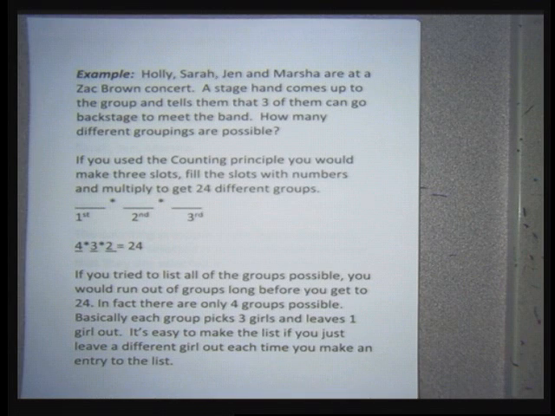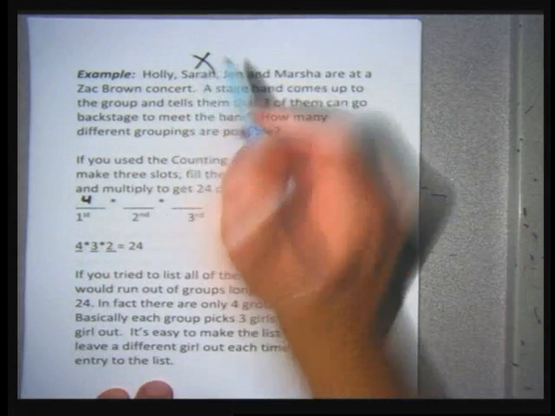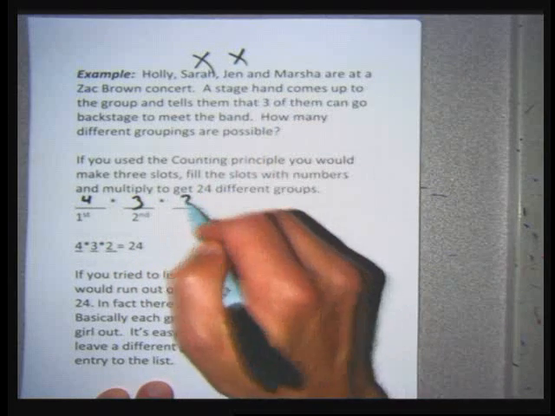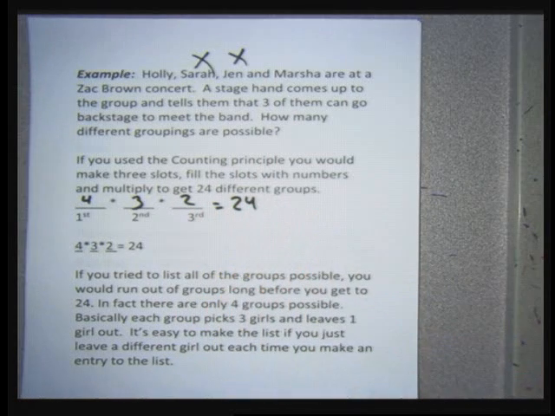If you were picked 1st, 2nd, or 3rd, it's just being picked to go backstage. In this case, being picked 1st is going to be just as good as being picked 3rd to go backstage. The fact that you go backstage and are not left out front is going to be the key here. If you did the counting principle and said, well, there were 4 people that can go first, and then once I pick one, there's 3 people to go second, and then once I pick a second, there's 2 people to go third, you would say there's 24 different groupings that could be picked.